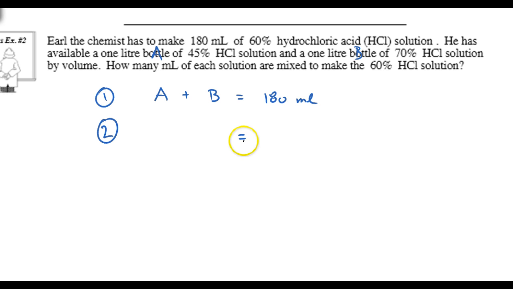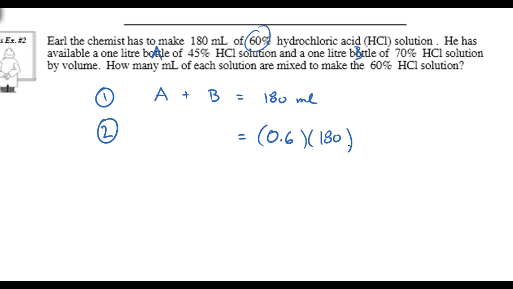Okay, so for equation 2, we just want the concentration of just the HCl. So how much of this 180 milliliters is just HCl? Well, if we want to get to 60% HCl, we know that 0.6 times 180 milliliters is going to be just the HCl.